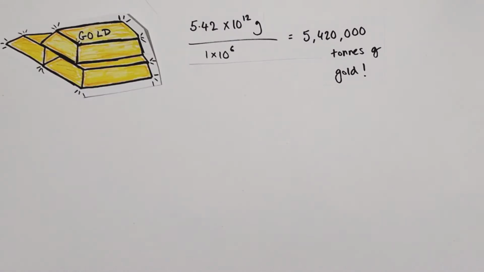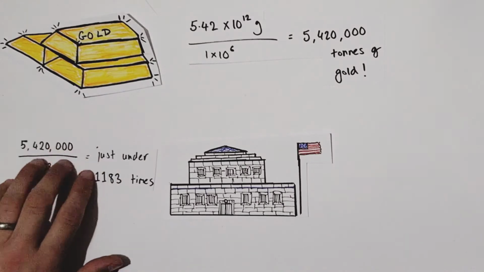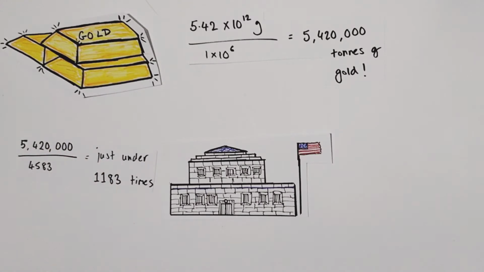Let's go back to that tons value and try and put some real-world context on this. Now, Fort Knox is one of the largest gold reserves in the world, probably the largest gold reserve in America. Now, it has 4,583 metric tons of gold in storage. So if we divide the amount of gold in the oceans by that value, we find that it's 1,183 times the gold reserve in Fort Knox.